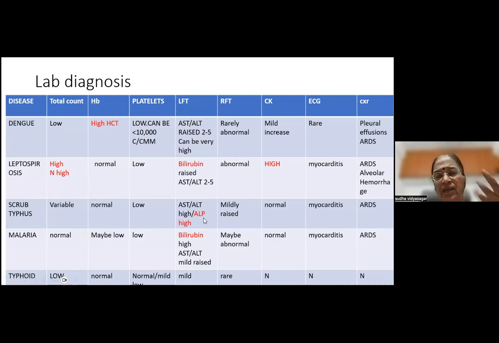Scrub typhus: AST, ALP, bilirubin. Malaria: more of bilirubin, can be toxic hepatitis, can be hemolysis also. Typhoid: all the abnormalities in the LFT are mild. So if you look at the LFT in all these tropical conditions, most important, remember it's a tropical condition, a short duration fever, an acute febrile illness. In that context, you look at the LFT, look at your platelets, look at your creatinine, then make a diagnosis.